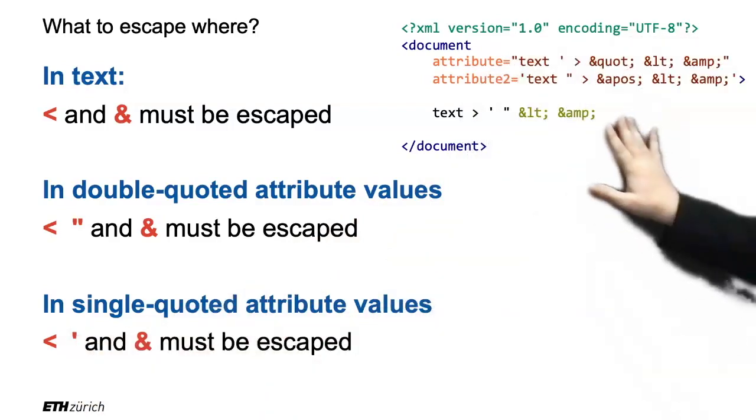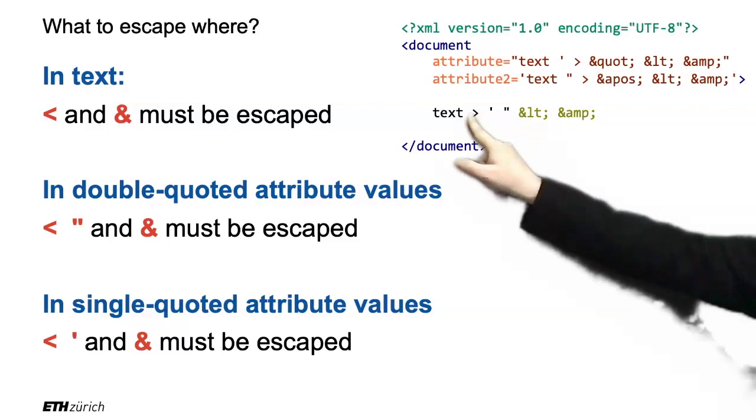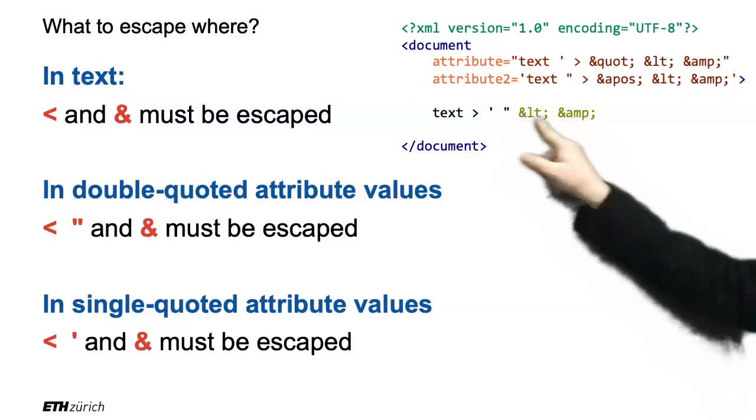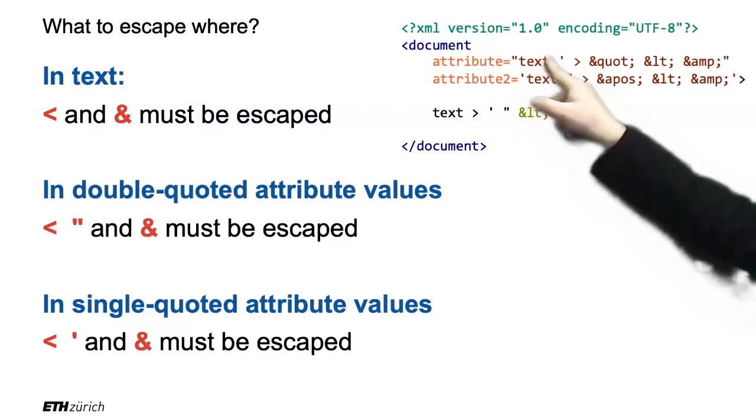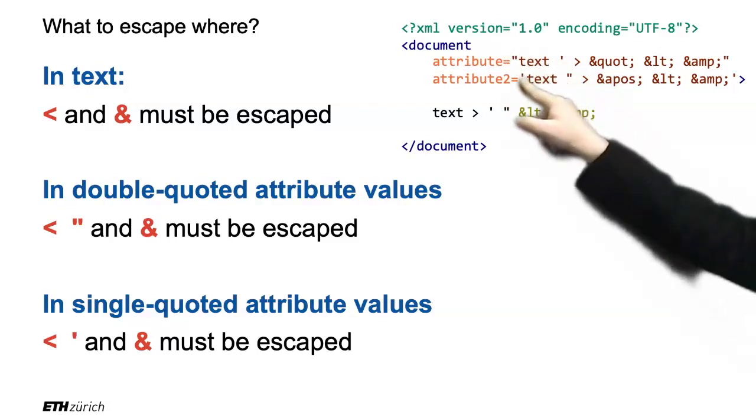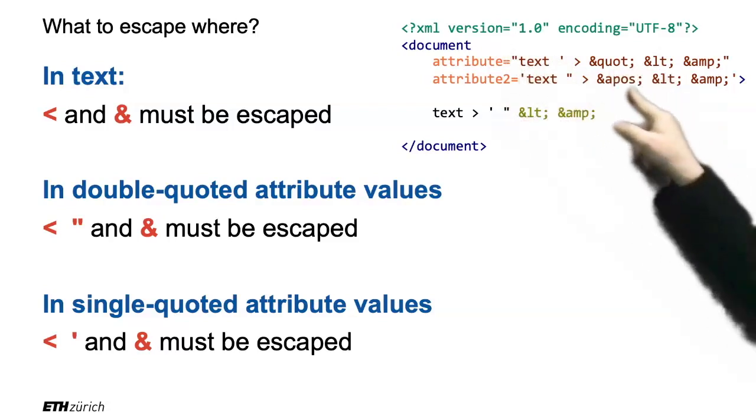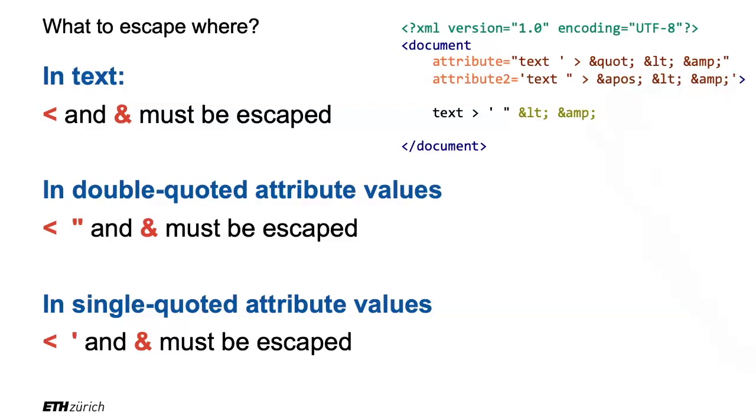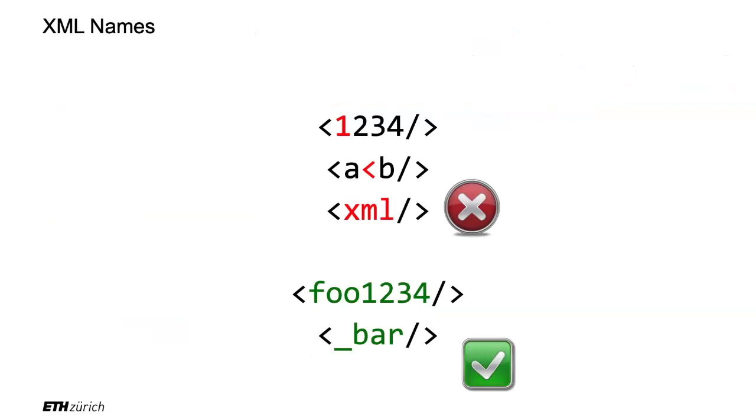So you see, this is well-formed. Here, it's fine not to escape this, but these two you must escape, smaller than and ampersand. Here, it's fine to not escape the apostrophe inside double quotes. It's fine to not escape a double quote inside of single quotes, but you must escape this. Okay, so there's only 5 to remember, and these are the rules.